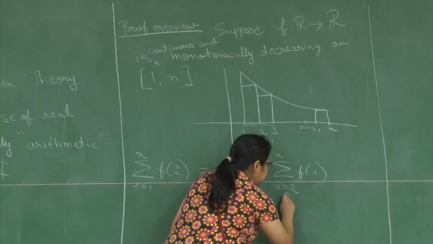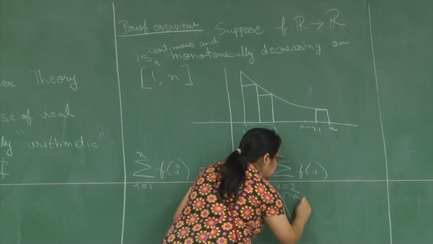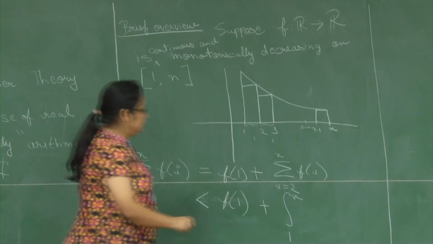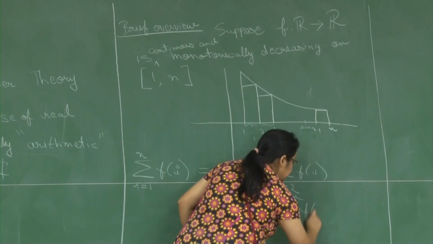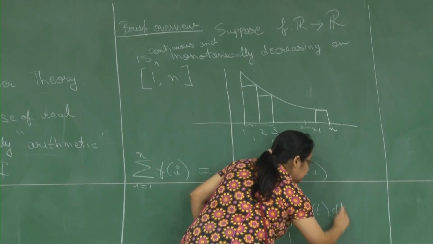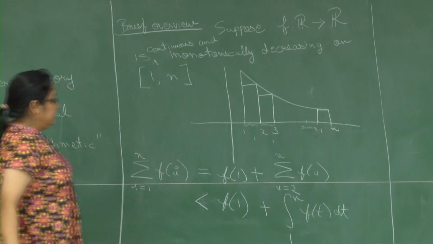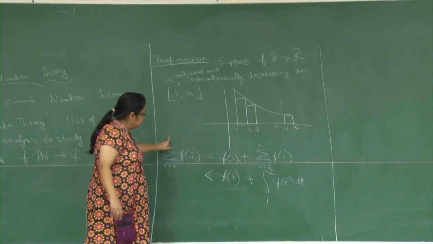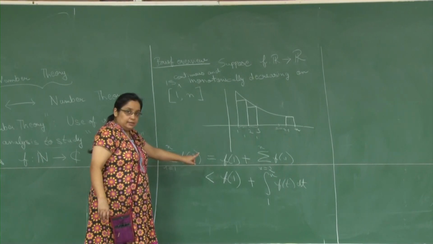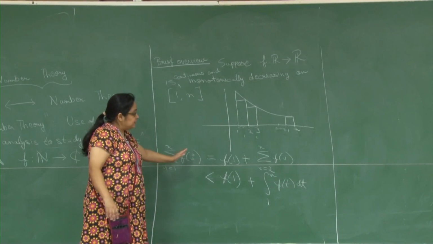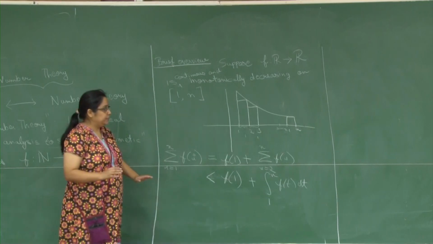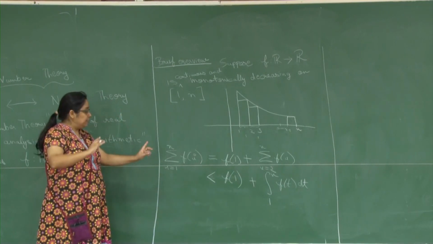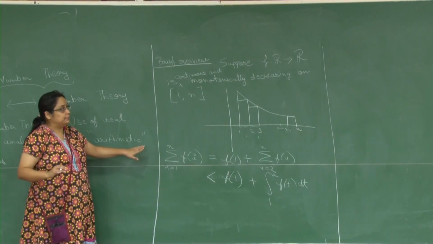This is simply the area under the curve of the function f of t dt from 1 to n, right. So, what have you done? You have very nicely converted this sum into, you have bounded this sum by an integral. Now, you can play the same trick to find a lower bound for this sum.